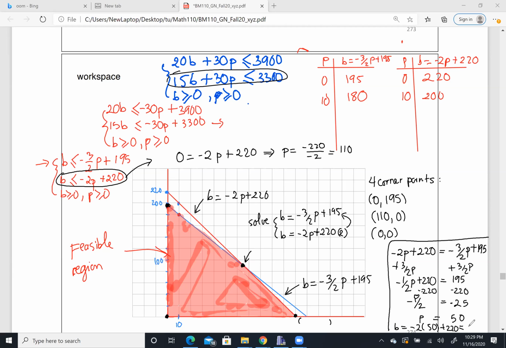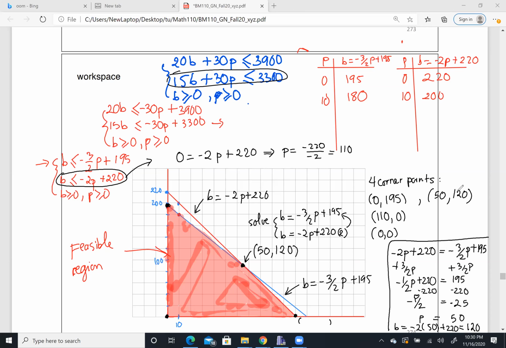So I have negative 100 plus 220, so that's going to be 120. Okay, so b is going to be 120 and p is going to be 50. So this guy will be 50 comma 120. Okay, so another one is 50 and 120. Okay, thank God.